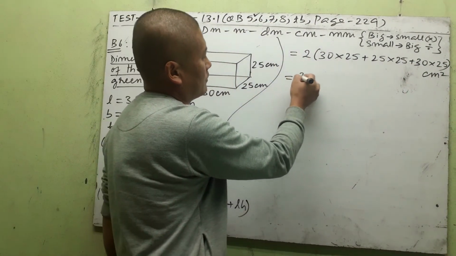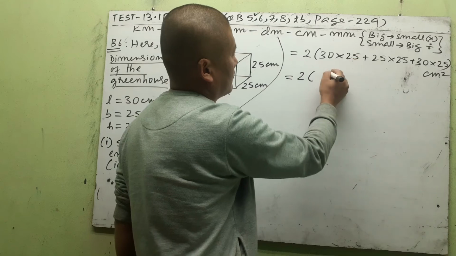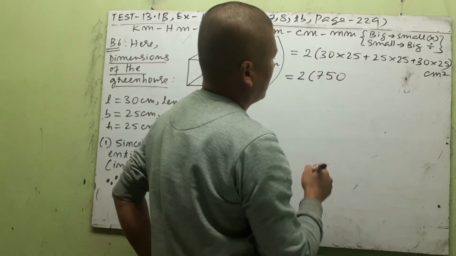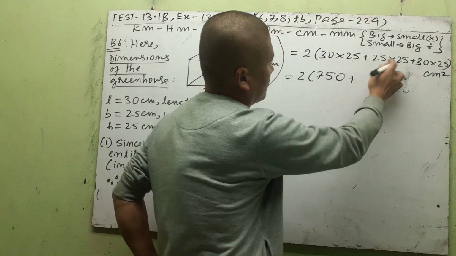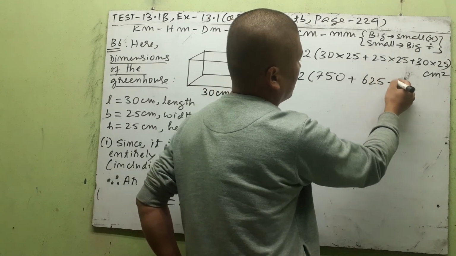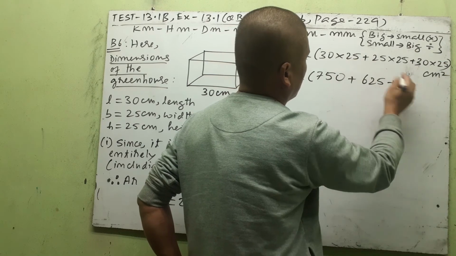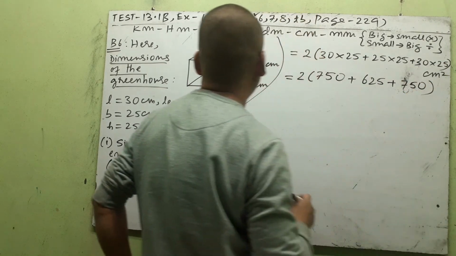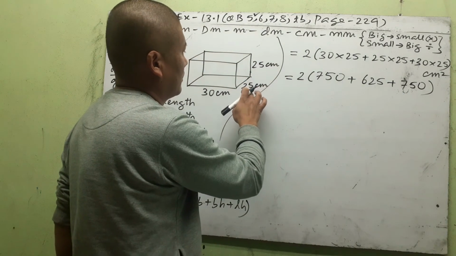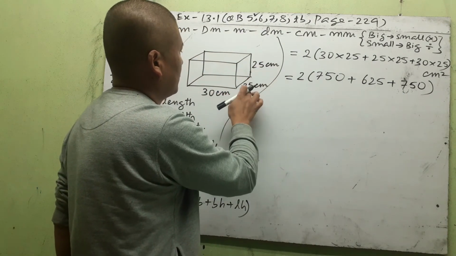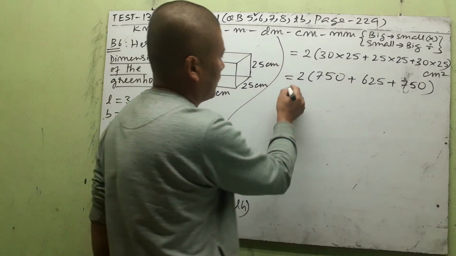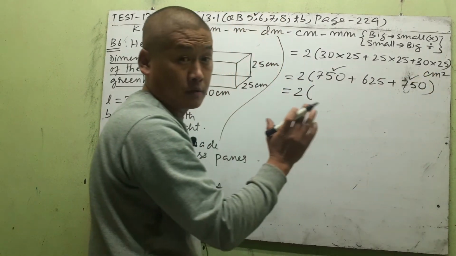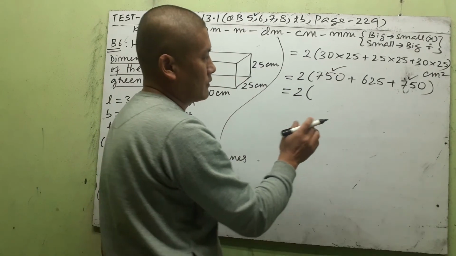So they'll give you 2 into 3 5s are 15, 3 2s are 6 plus 1, 7, 750, plus 25 into 25 is 625. Again 30 into 25 same, so here 750. LH, BH, LB, LH. Yeah, same. So to make it simple, 750 plus 750, common sense, 1500.